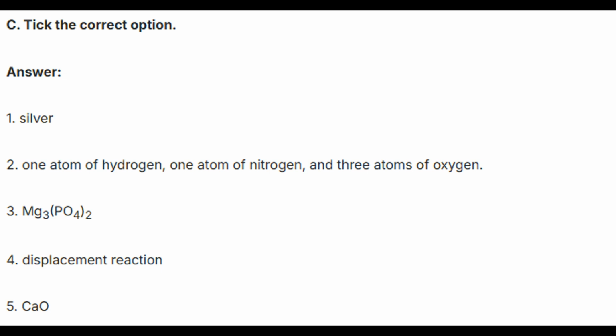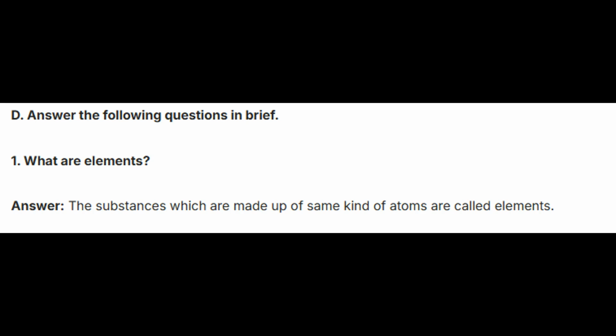Answer. First, silver. Second, one atom of hydrogen, one atom of nitrogen, and three atoms of oxygen. Third, Mg3(PO4)2. Fourth, displacement reaction. Fifth, CaO.